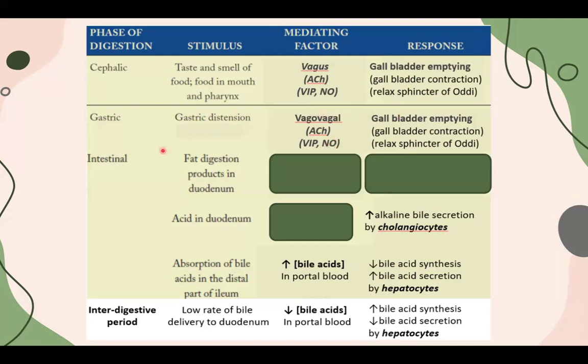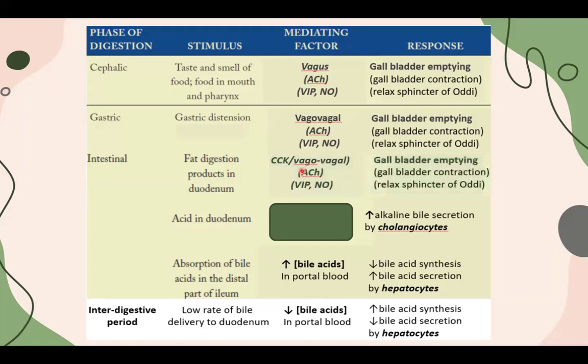Okay, in the intestines, again, we said that we have fat digestion. Fat digestion products stimulate certain cells in the duodenum. Does anyone remember what those cells are? They're I cells, okay? They release something. What is that? CCK, exactly. Okay. So once CCK gets released, we know it does the same thing. It causes gallbladder contraction and relaxes the sphincter.